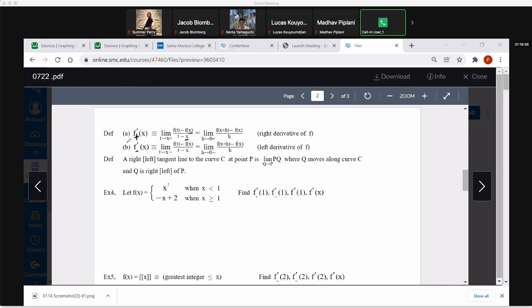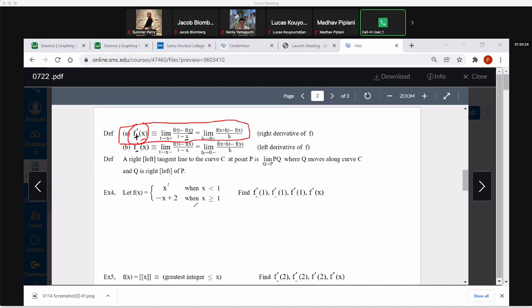What is the definition of f prime plus at x? This is what we call the right derivative of f at x. Here I mark the point as x on the graph, and then f prime plus at x is what we call the right derivative.